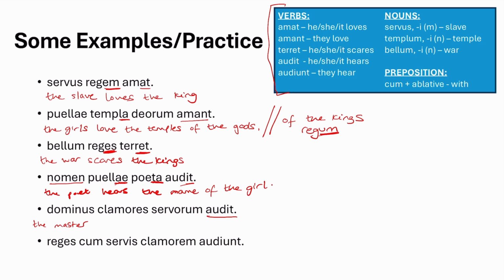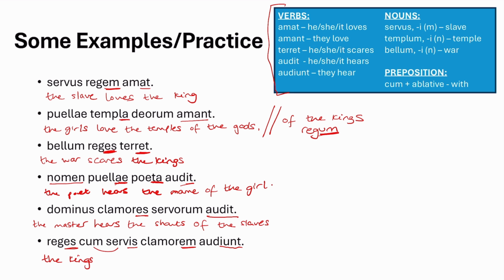Okay, number 5, the master, dominus, has to be nominative. The master, audit, hears. And he hears the clamores, the shouts. And then servorum, genitive plural, the shouts of the slaves. And then the last question here, reges. Now, could be nominative, could be accusative. Now, do we have any other nominative? Servis, no, that's ablative. Clamorem, accusative. Audiunt, yep, plural verb. So, the kings.